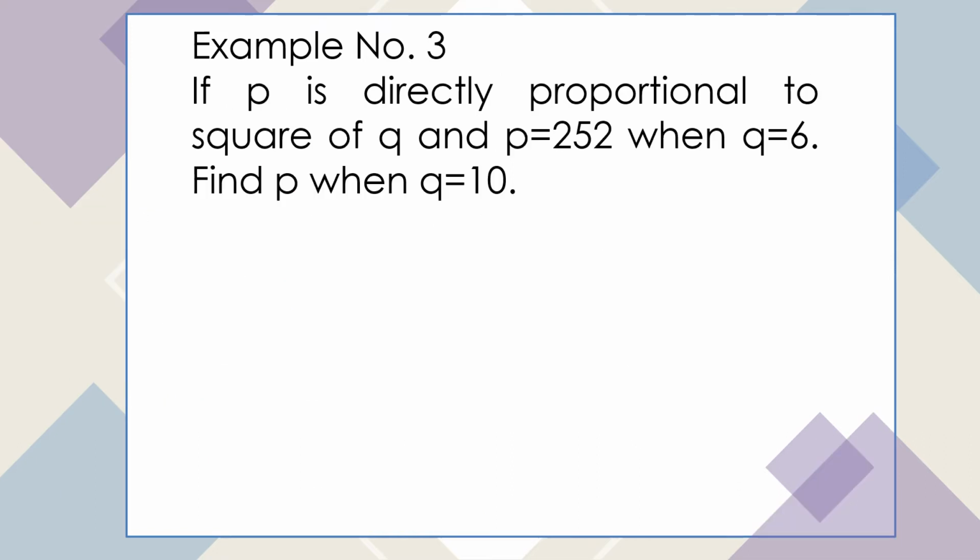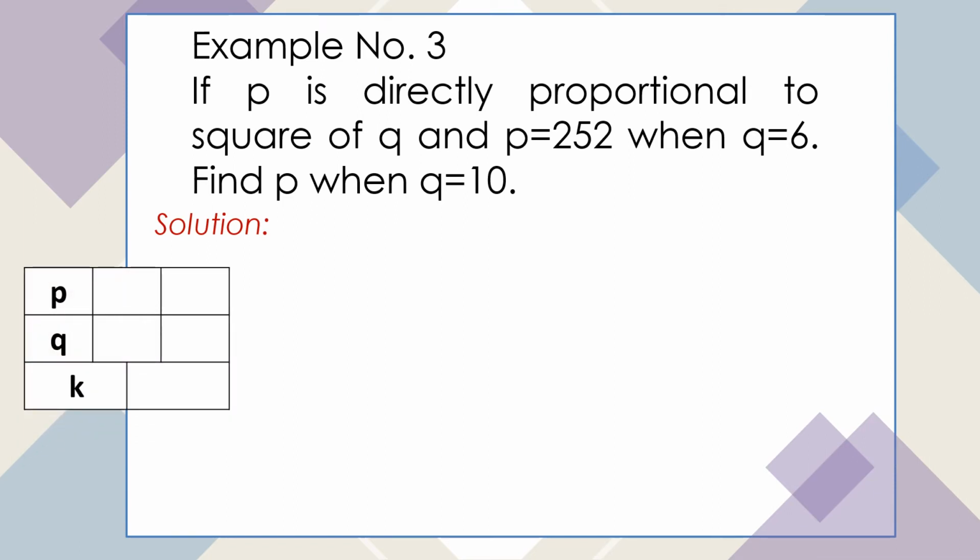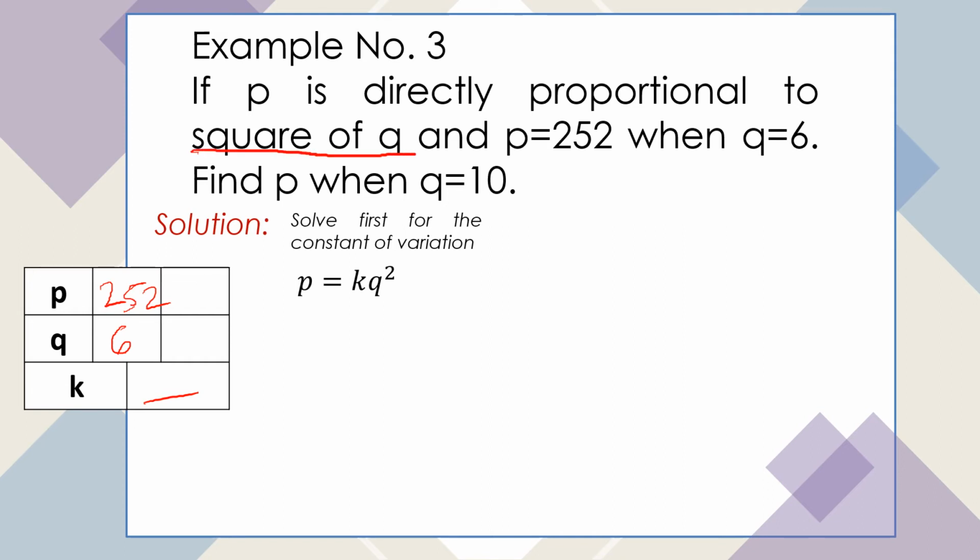Okay, next. If p is directly proportional to the square of q, and p is 252 when q is 6, find p when q is 10. First, write the given. p is 252, and q is 6. Let's find k first. Solve for the constant. We have p equals k q squared. Why squared? Because the given statement says square of q, so we use q squared.